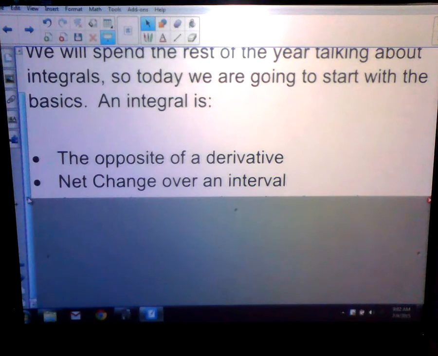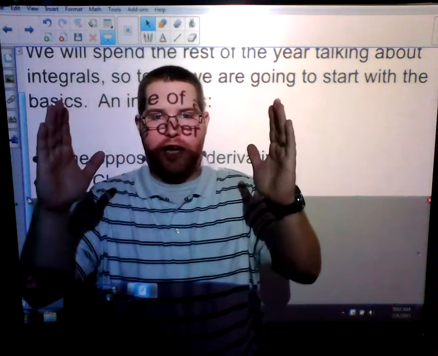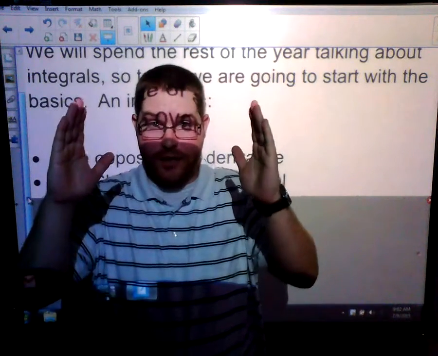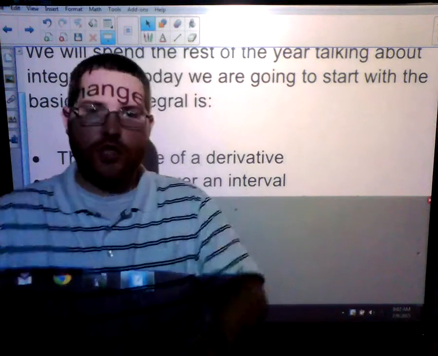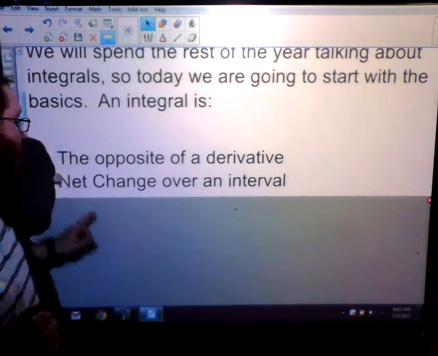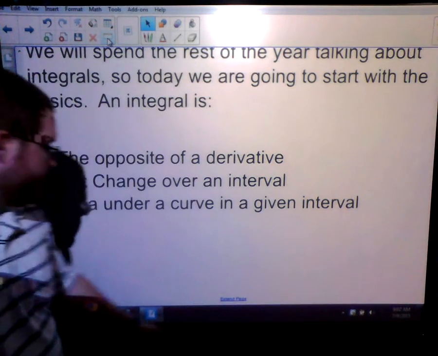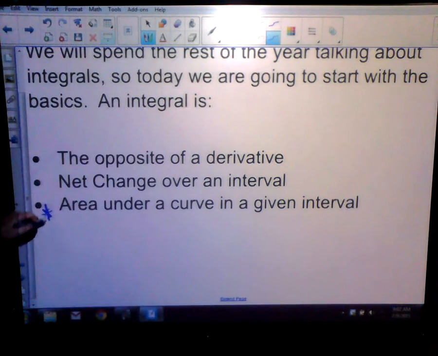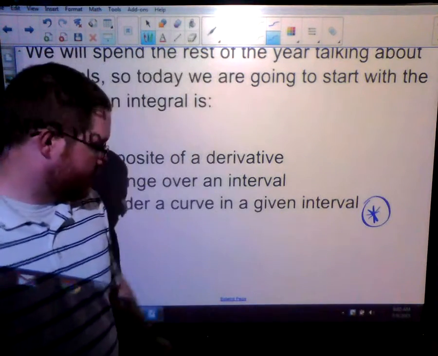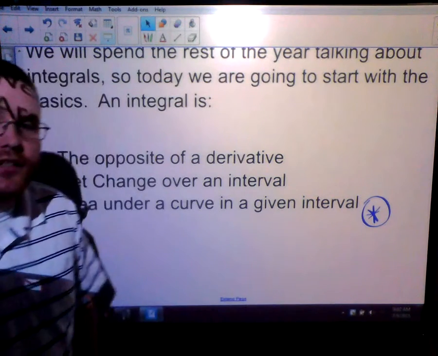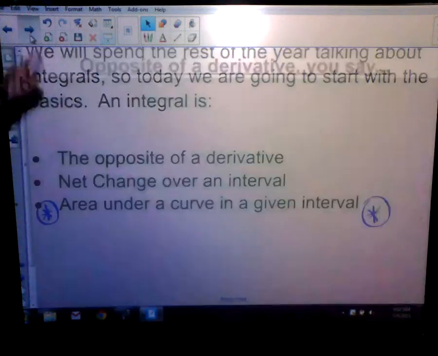It is the net change over an interval. So an integral has an interval. How much have you changed over this time? And we will spend a lot of time talking about that. That's a huge conceptual concept. Huge, huge calculus concept. Graphically, it's the area under a curve. And this is what we're going to focus on today. The area under a curve. We're going to talk about how to calculate an integral, estimate it, based on the area under a curve.